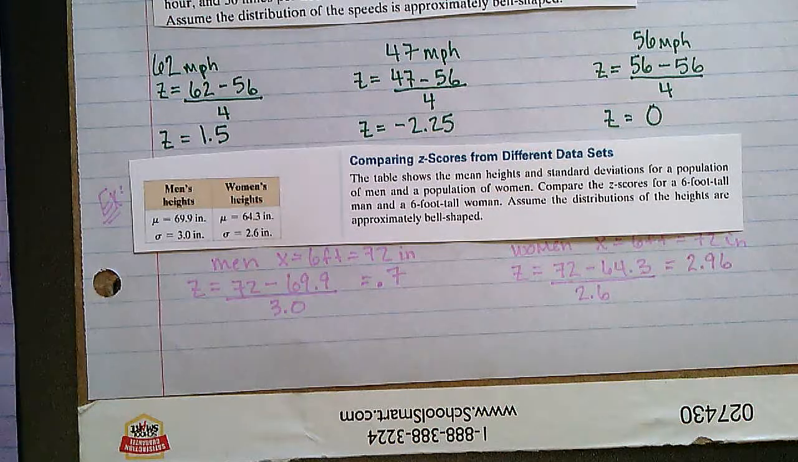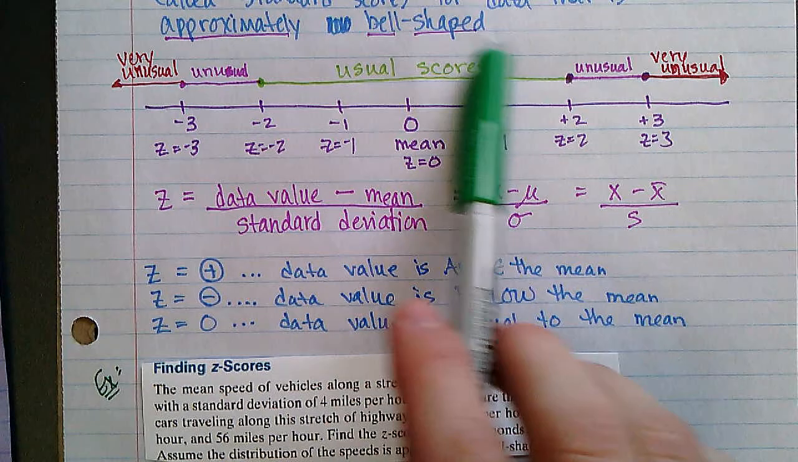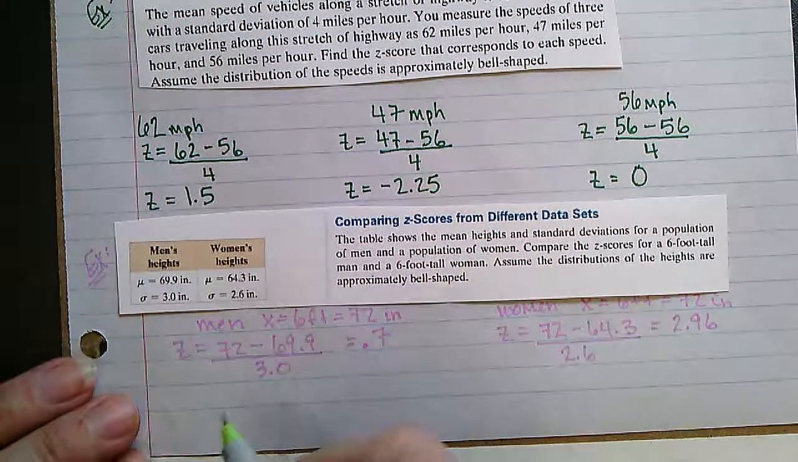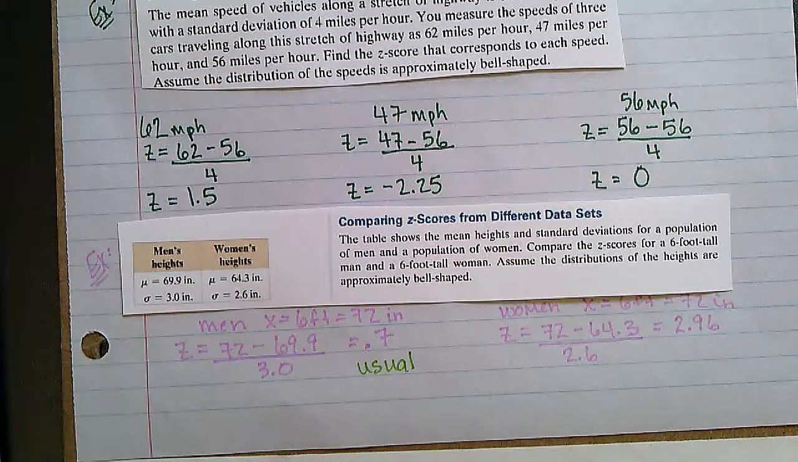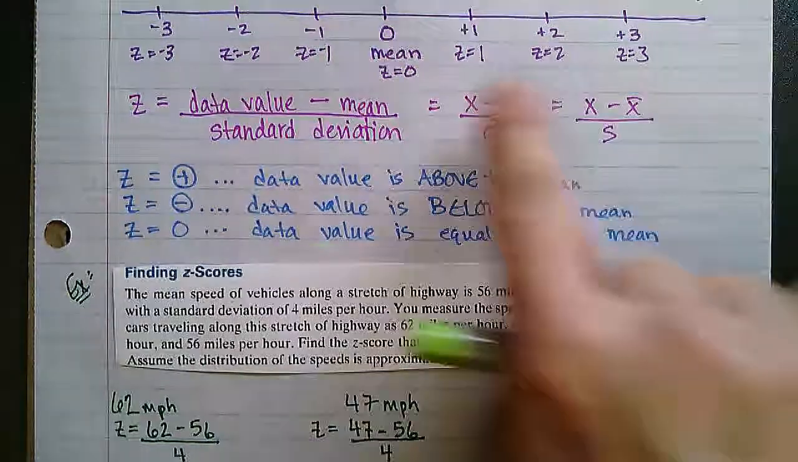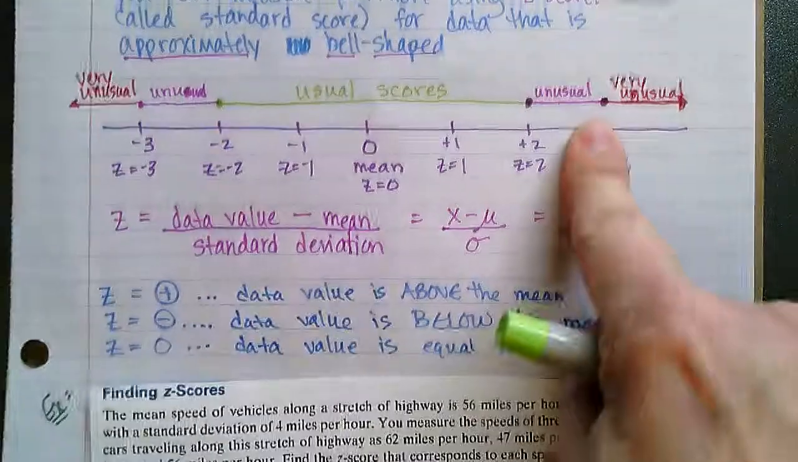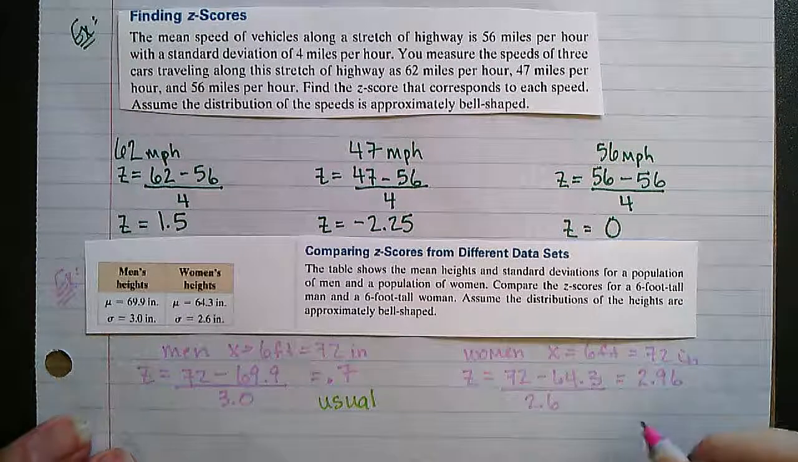So with a z-score of 0.7, 0.7 on our scale is above the mean, but it's in the range of usual scores. So for the men, a 6-foot man is what we would consider a usual data value. So a 6-foot man would be a usual height. But if we look at the 6-foot tall woman, a z-score of 2.96 puts that person up here, which is in the unusual range, almost in very unusual. So we would say that a 6-foot tall woman would be an unusual data value.